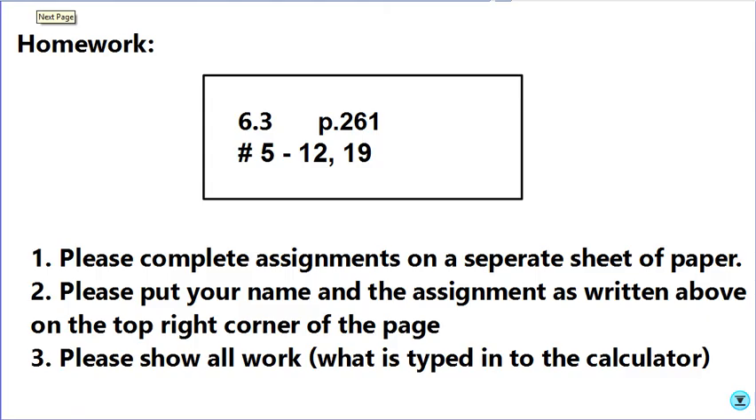Alright, and so now you have the rest of the hour to quietly work on section 6.3's homework, which is on page 261. Will be numbers 5 through 12, and then skip ahead and go ahead and do number 19 as well. And again, make sure to complete it on a separate sheet of paper, put your name on the assignment at the top, and then make sure to show all of the work, especially what's typed into the calculator, because if you do that, I can maybe give you some partial credit if I can understand what your thought process was. Okay, so again, work until the end of the hour, have the break, and come back and watch the second video.